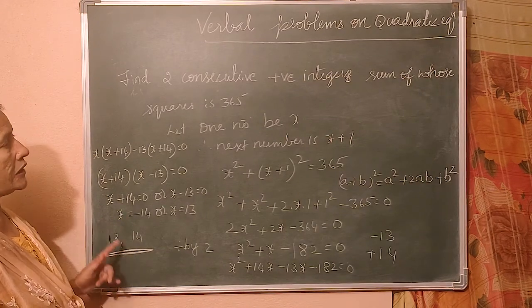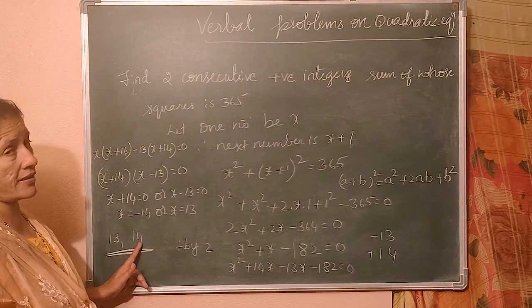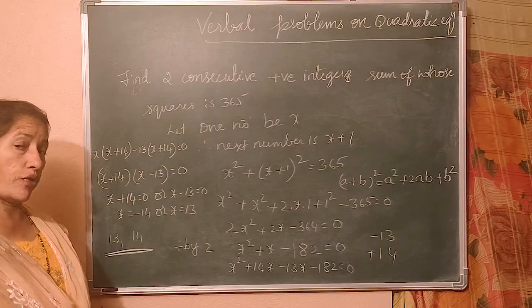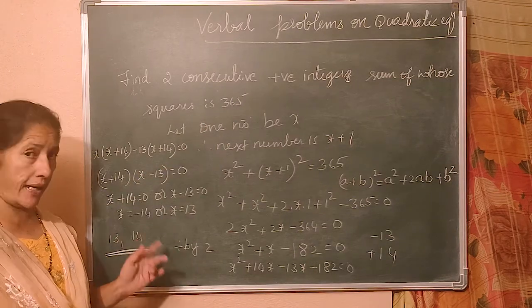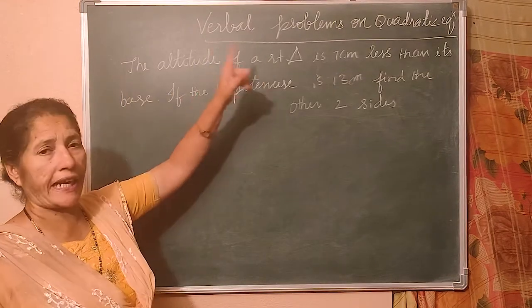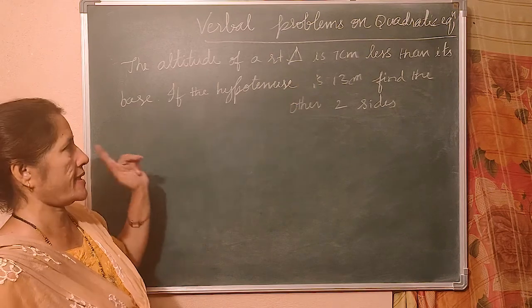Is it correct? 13 square is 169. 14 square is 196. 169 plus 196 is 365. You are right. So next is the altitude of a right triangle is 7 centimeter less than its base.